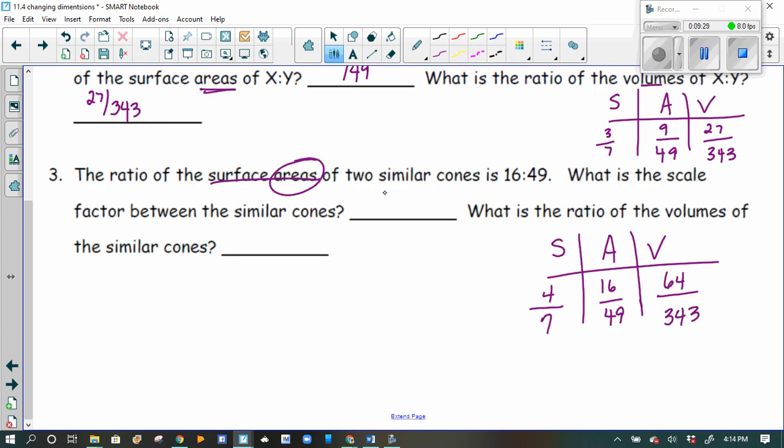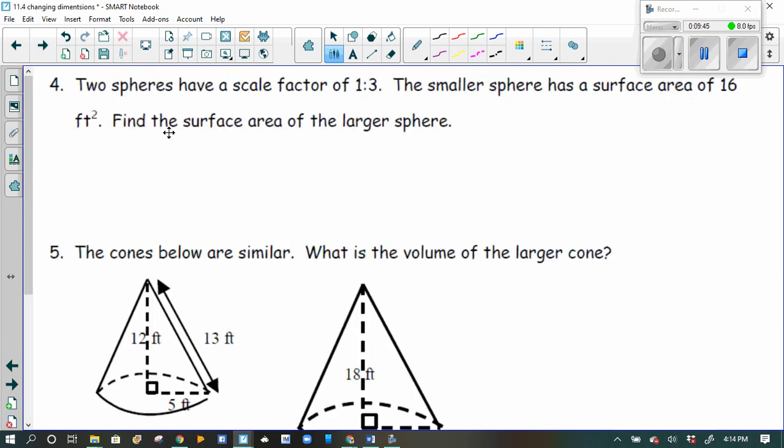And then you just answer the questions. What is the scale factor between the similar cones? The scale factor is 4 over 7. The ratio of their volumes is 64 over 343. All right, so now this is where it comes into play. So two spheres have a scale factor of 1/3.